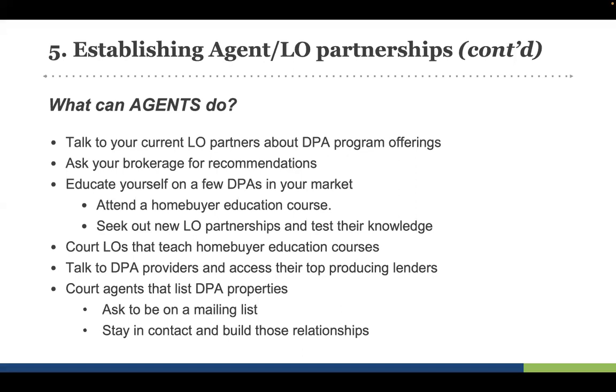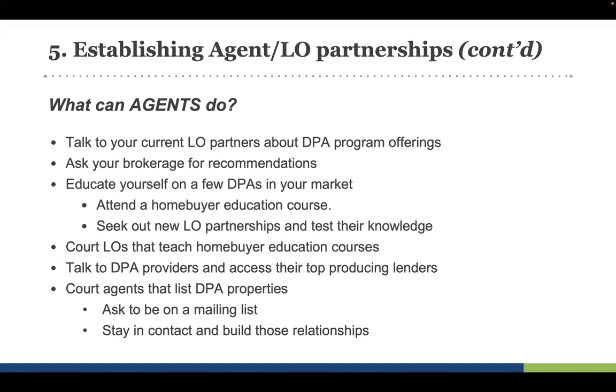And lastly, agents, court other agents that list DPA eligible properties. Get on their mailing list. Are they listing affordable inventory? Get on their mailing list. Stay attuned to their listing inventory. Stay in contact with them and build those relationships. Those can be great relationships for you and also a source of inventory, solving one of the earlier problems that we addressed.